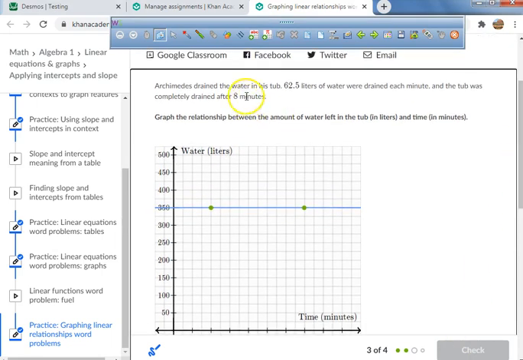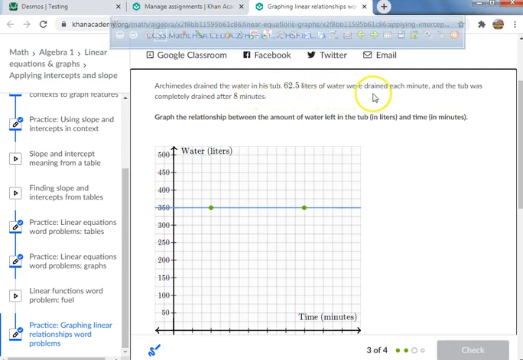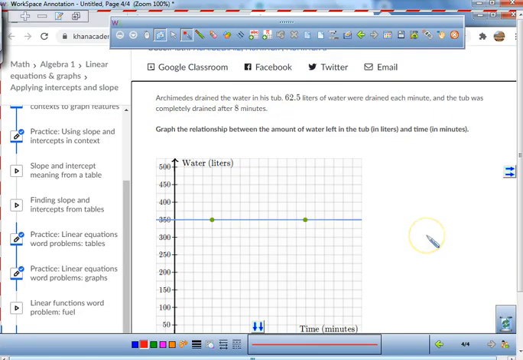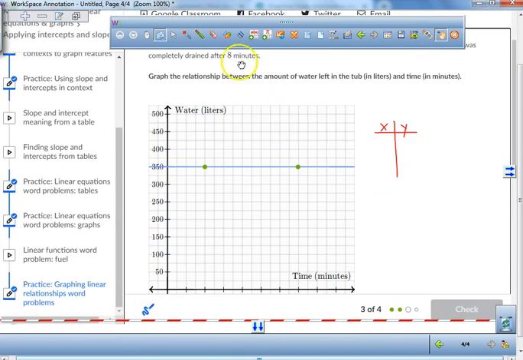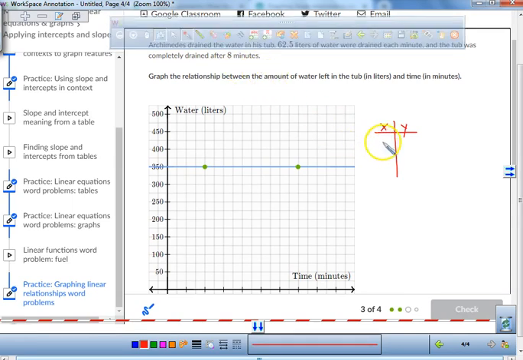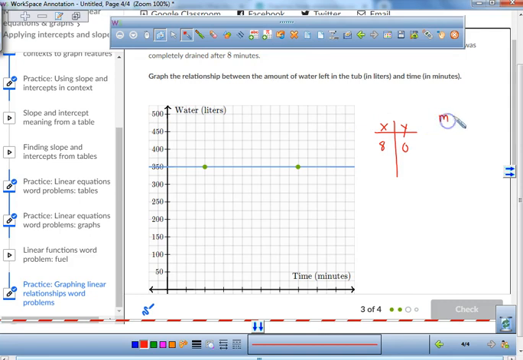Archimedes drained the water in his tub. 62.5 liters of water were drained each minute, and the tub was completely drained after 8 minutes. Look at that. This is going to be our last problem because I'm tired of doing these. So here we go. We've got our x-intercept. How many minutes does it take for it to completely drain? What would you guys say? 8 minutes. We got an 8 and a 0. And we've got a slope. If it's going down, we got a slope of what? -62.5.